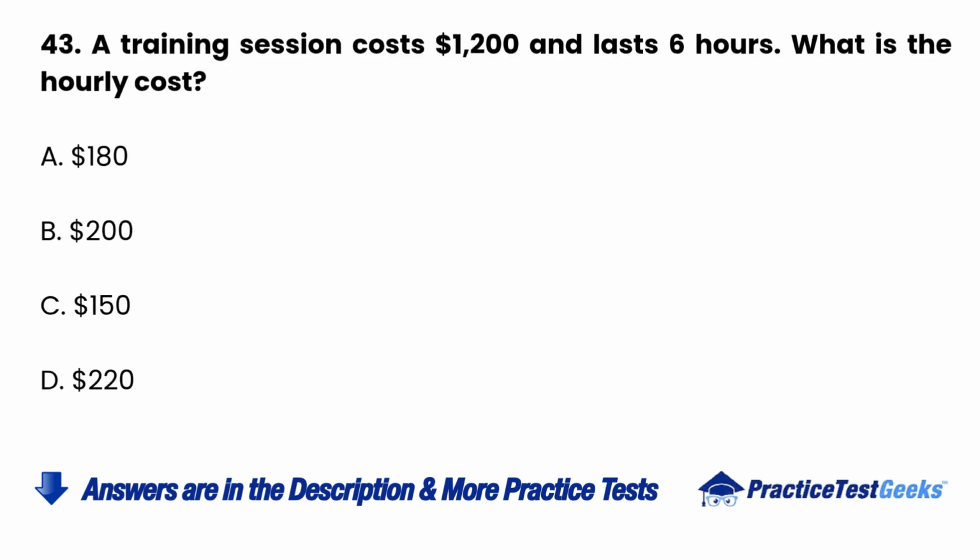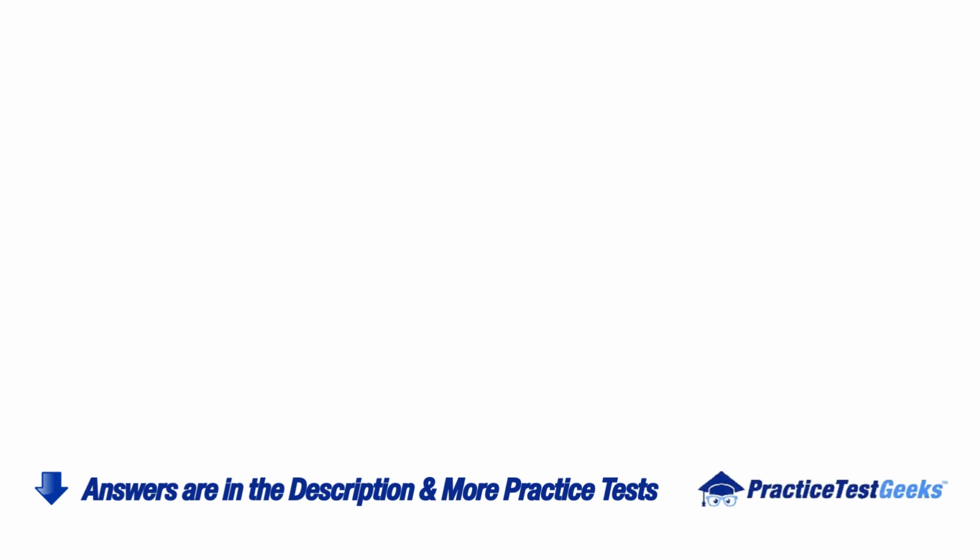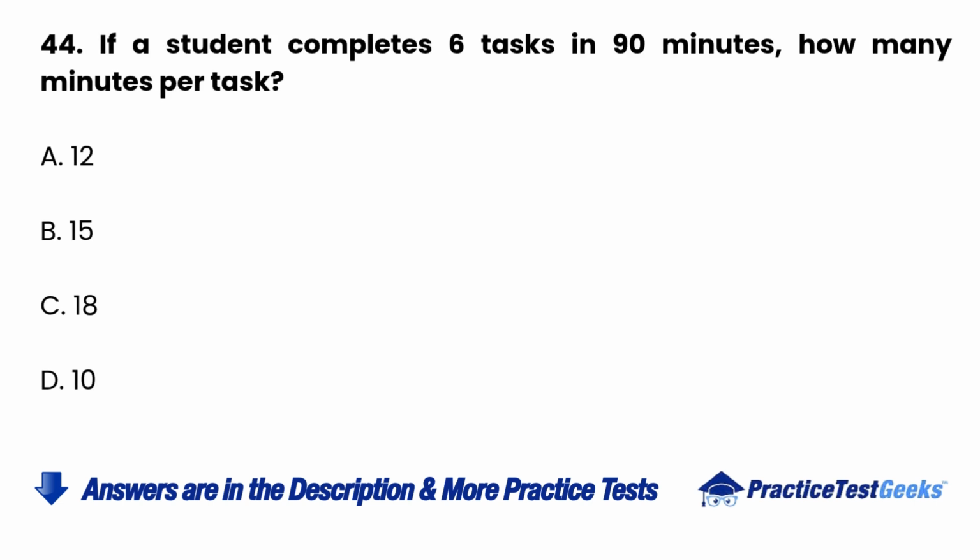43. A training session costs $1,200 and lasts 6 hours. What is the hourly cost? A. $180. B. $200. C. $150. D. $220. 44. If a student completes 6 tasks in 90 minutes, how many minutes per task? A. 12. B. 15. C. 18. D. 10.